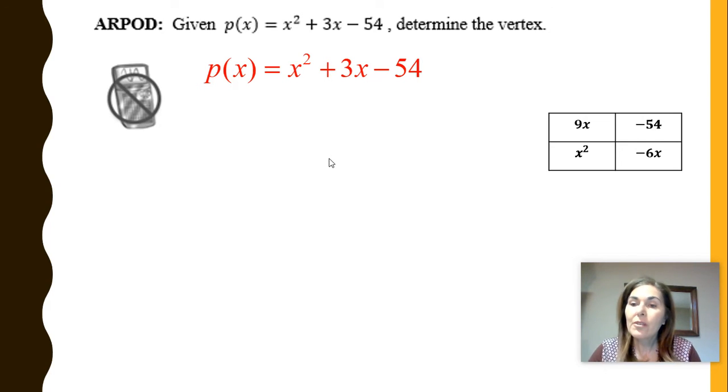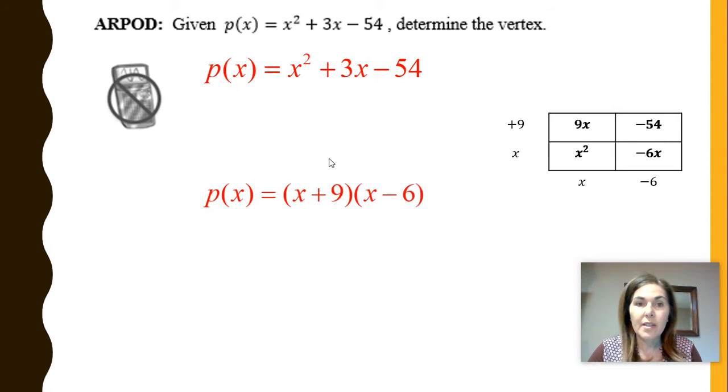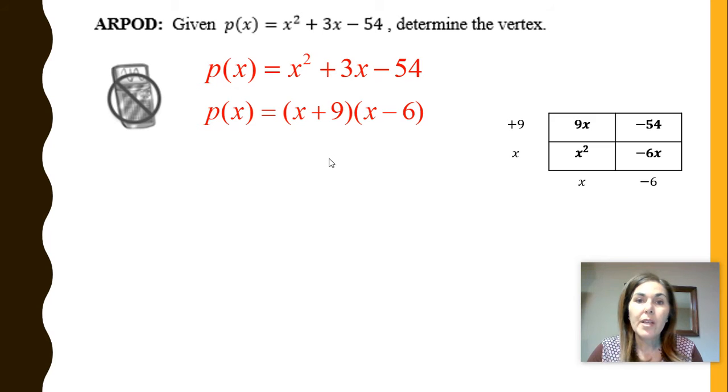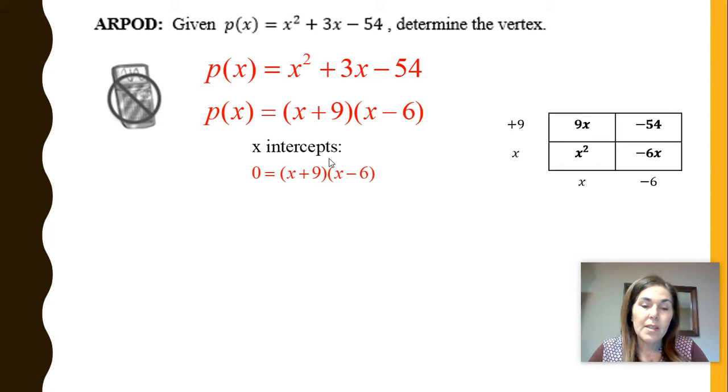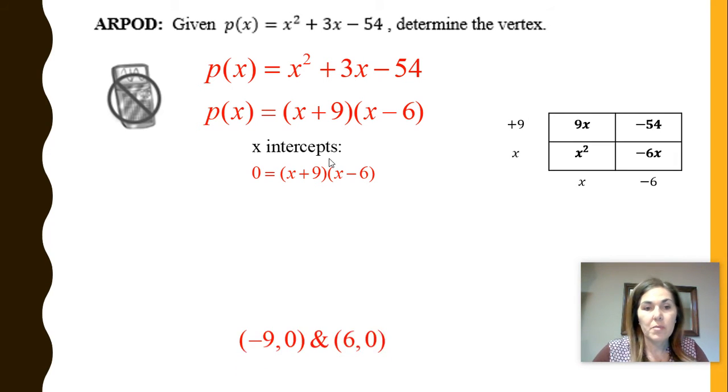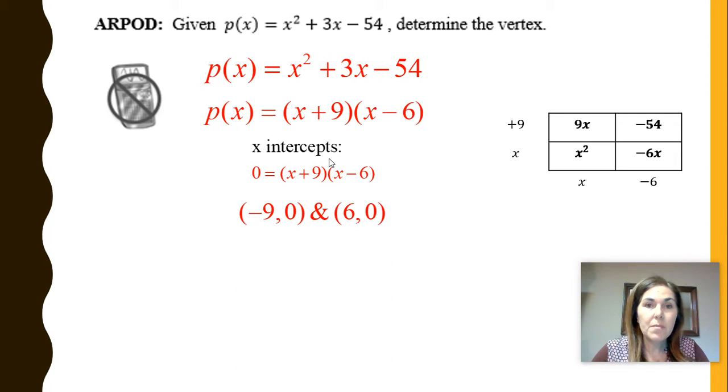And then when you figure out those numbers to put in the other corners of the rectangle, you can factor to the outside, and you know your factors are going to be x plus 9 and x minus 6, which tells you that the x-intercepts are when y is 0. So when y is 0, the x-intercepts would be at negative 9, or negative 9 comma 0, and positive 6 comma 0. So those are your x-intercepts.